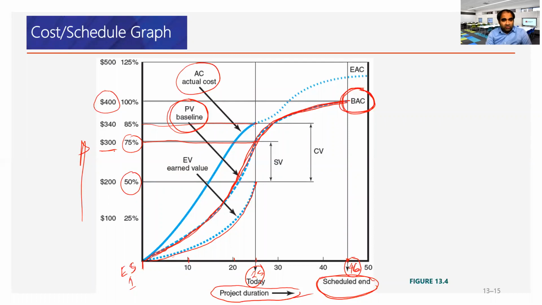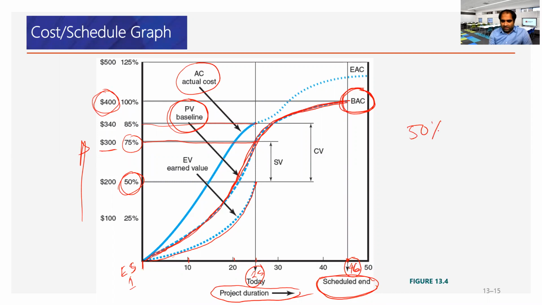Budgeted cost $300,000 at the end of day 25 here. So how much is completed at the end of day 25? 50%. From the total budget, we know the total budget is $400,000, right? So how much is the earned value of the work completed so far?